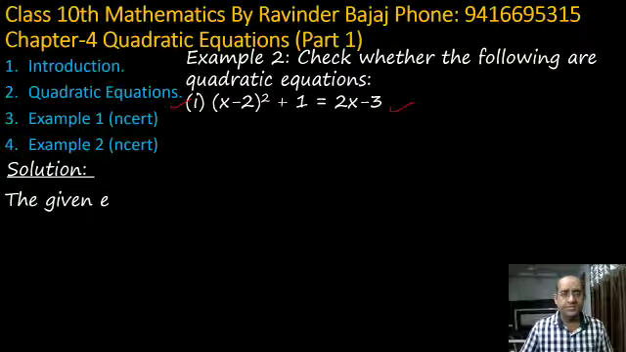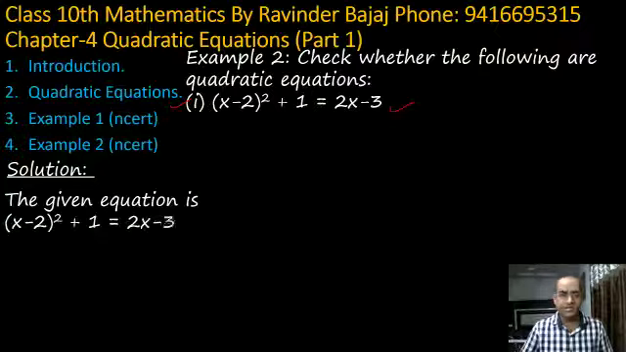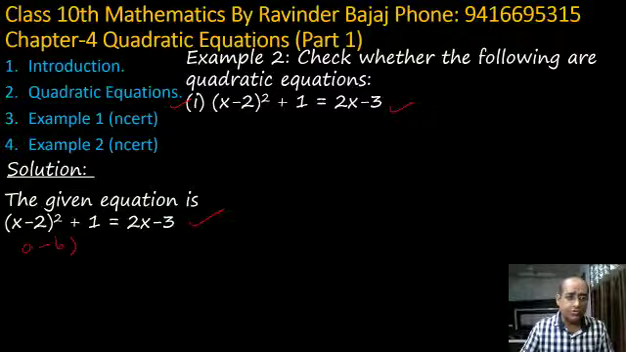Solution: this is the given equation. Let me write this given equation for you. Now, x minus 2 whole square, this identity you already know: a minus b whole square is equal to a square plus b square minus 2ab.